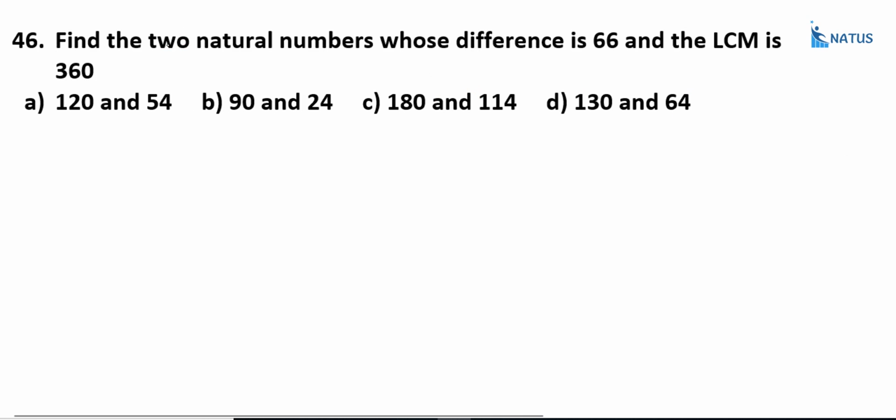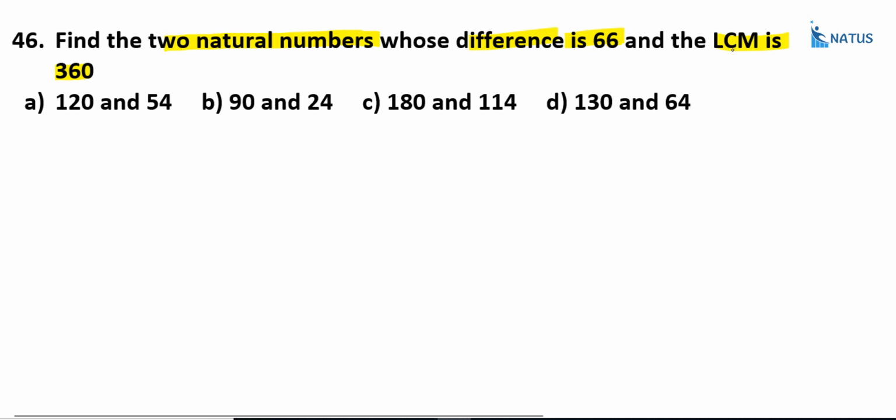46th, find the two natural numbers whose difference is 66 and the LCM is 360. These types of questions are better solved by going through the options. The difference is 66. Here the difference is 120 minus 54, 66. 90 minus 24, 66. 180 minus 114, 66. 130 minus 64, that is also 66.